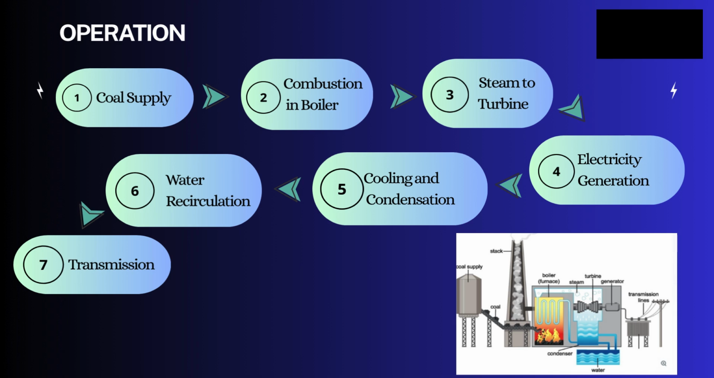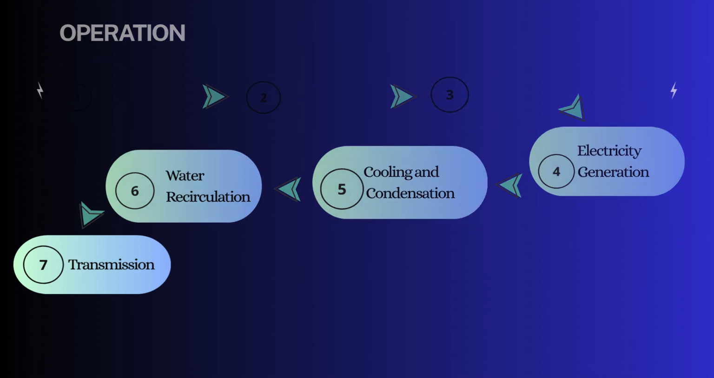Number 5, cooling and condensation. After that, the steam is cooled in a condenser using cooled water and it turns back into liquid. Number 6, water recirculation. The water is reused by sending it back to the boiler. This forms a closed loop. Number 7, transmission. Finally, the electricity is sent through power lines to homes, schools, and factories.